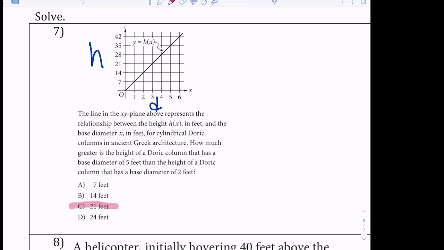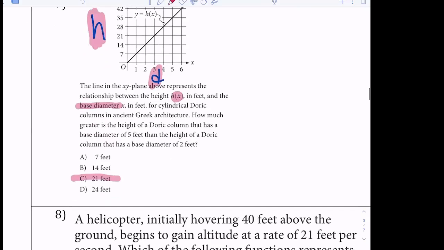Right now, I put height here, H, for a reason. And this down here is the what? How did I know that? Because it's telling me H. All right? H is the Y value. X is the base diameter. That's giving it away. So now, base diameter is 2.